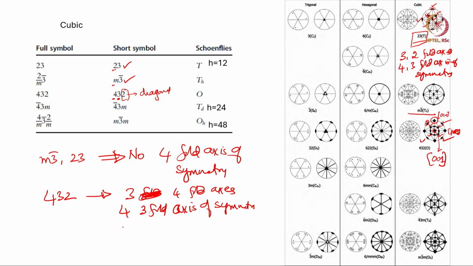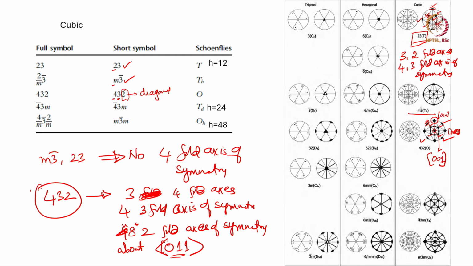And for the twofold axes of symmetry, about all these directions, about the 0 1 1 set of directions, right, not just 4. So this is 1 2 3 4, but I also have 1 2 3 4 here. So I have 8 twofold axes of symmetry, right, about 0 1 1, all 0 1 1 directions become twofold axes of symmetry. Okay. So these are the symmetry elements that are generated by having a 4 3 2 sort of symmetry, sort of point group.